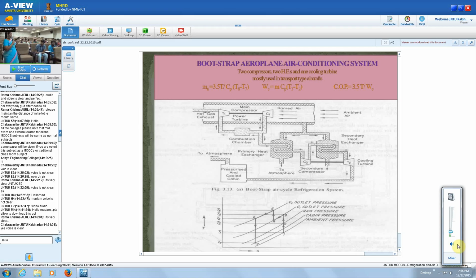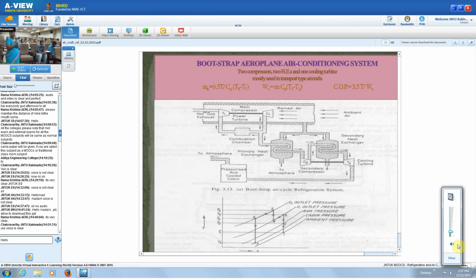So in the simple cooling system you have seen only one heat exchanger, whereas in the simple evaporative cooling system there is another evaporator added. Whereas in this case there are two compressors and two heat exchangers required, and again there is another cooling turbine also. So the cooling turbine is used for running the secondary compressor. So you see the flow diagram.